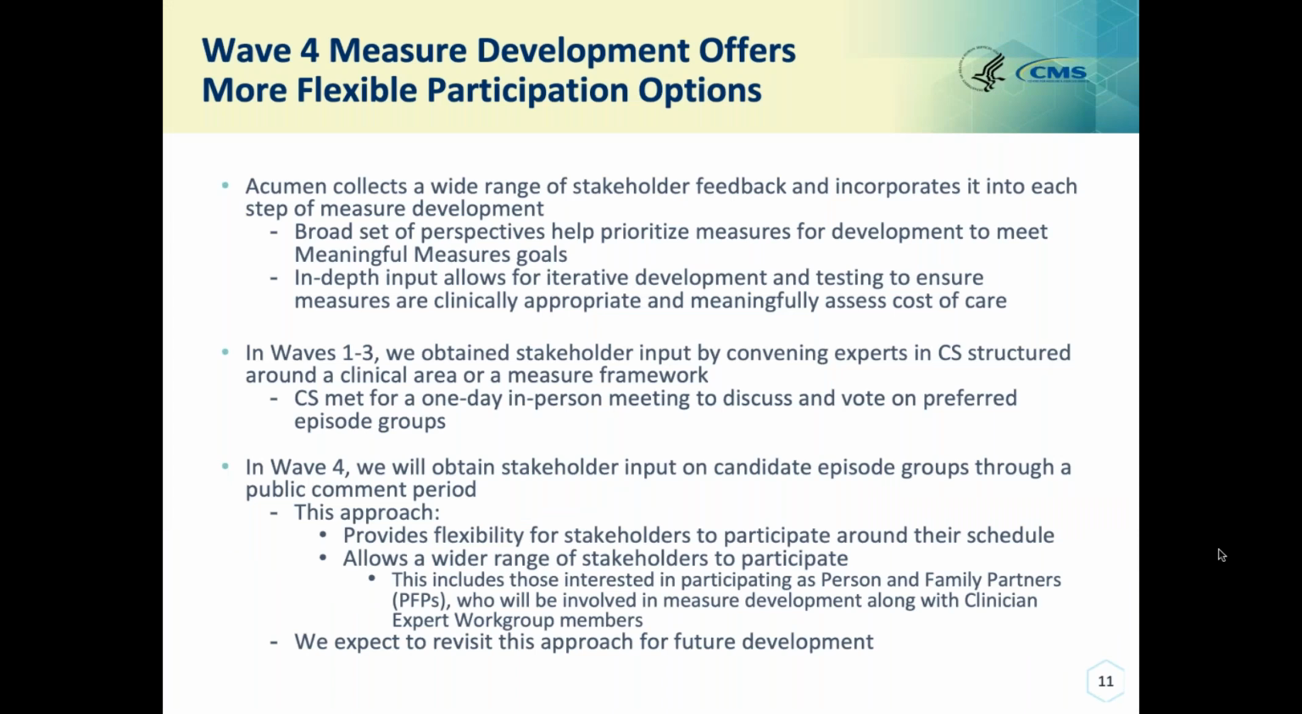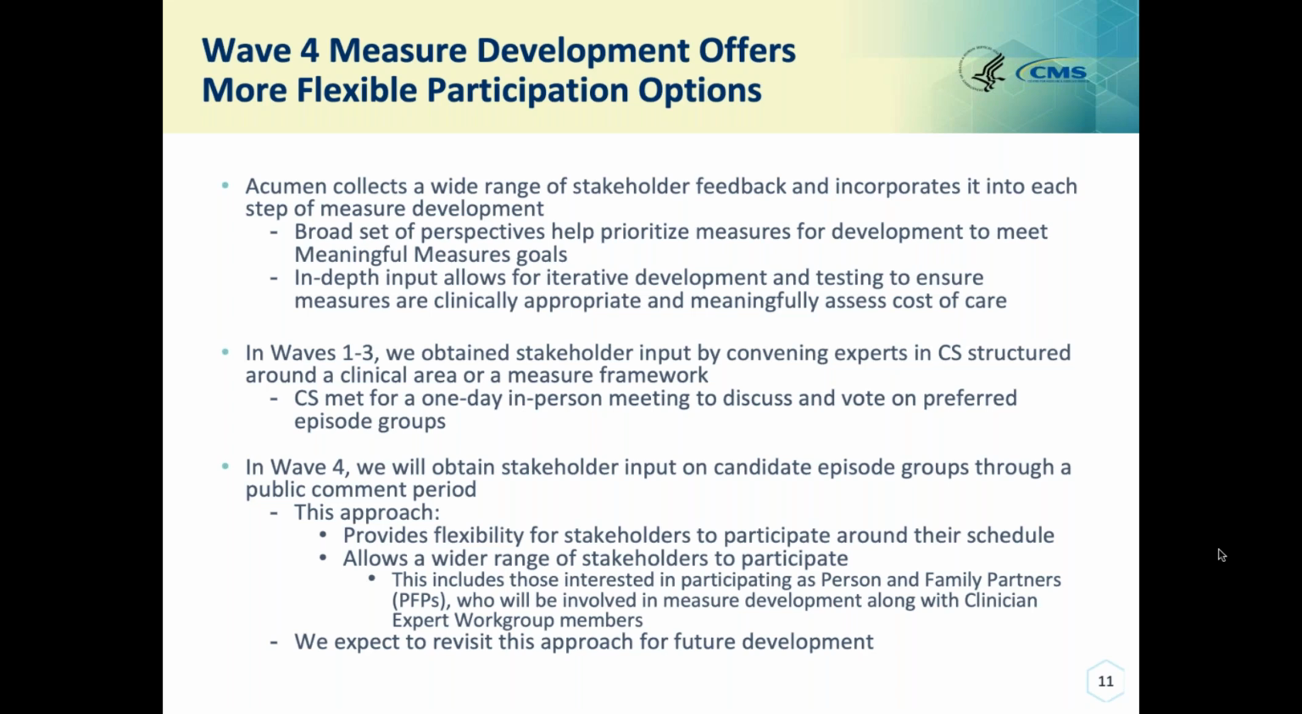Our process for measure development involves collecting a wide range of stakeholder feedback so that we can incorporate it into each stage of the process, from prioritizing which measures to develop to the detailed specifications. This feedback helps ensure that measures meet CMS's Meaningful Measures goals. The Meaningful Measures framework is an initiative which identifies the highest priorities for measurement and improvement so that we only assess the core issues that are the most critical to providing high-quality care and improving patient outcomes.